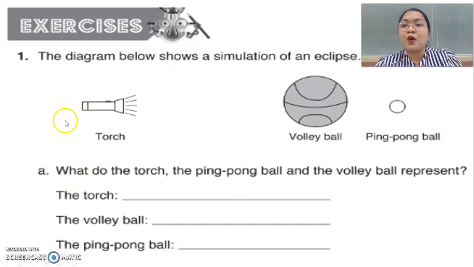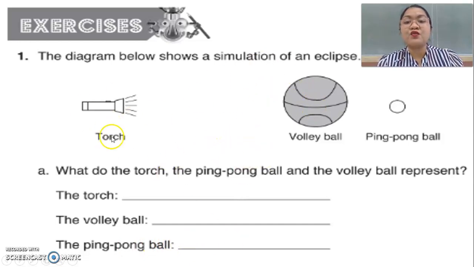Okay, so number one, the diagram below shows a simulation of an eclipse. We have here a torch, a volleyball, and a ping pong ball. What do the torch, the ping pong ball, and the volleyball represent? The torch in the eclipse, what part of the eclipse has the most light? Is it the sun, the earth, or the moon? The volleyball and the ping pong ball. You're going to answer what the torch, the ping pong ball, and the volleyball represent.